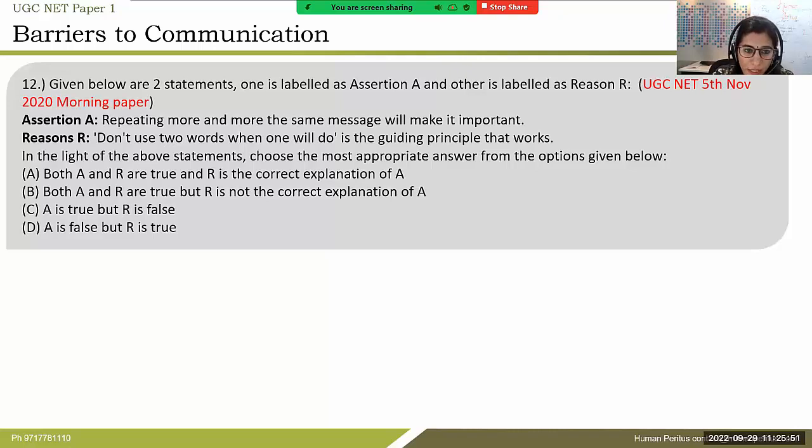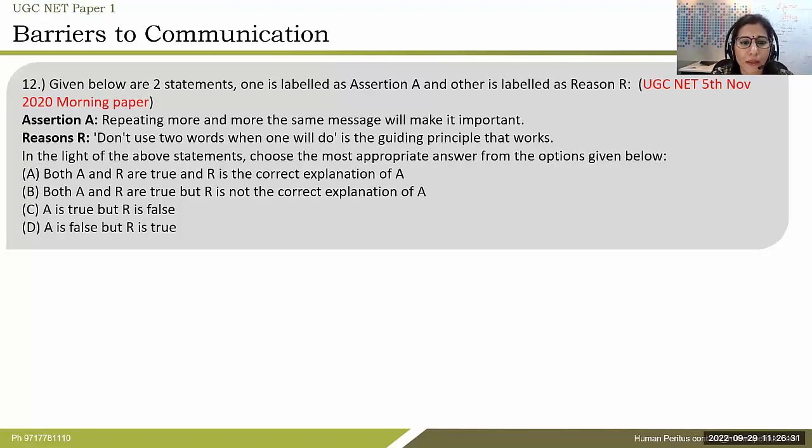Given below are two statements. Another assertion reason question. See, you can see 2 to 3 questions from the topic barriers of communication in one paper, and not more than one can be of the type assertion and reason. Actually I guess only 1 or 2 are the maximum questions per paper which have been asked from this subtopic. So coming back to the question, the assertion given here is: repeating more and more the same message will make it important.